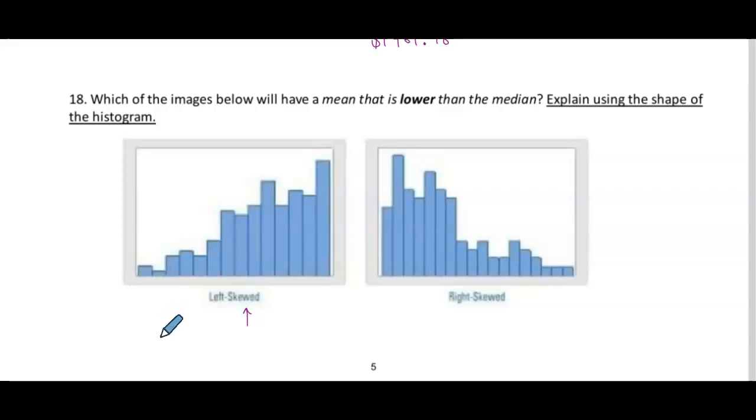The left skew, or skew left, means there are more values to the left of the median dragging down the mean.